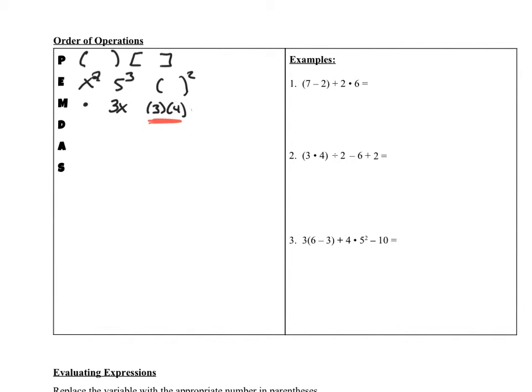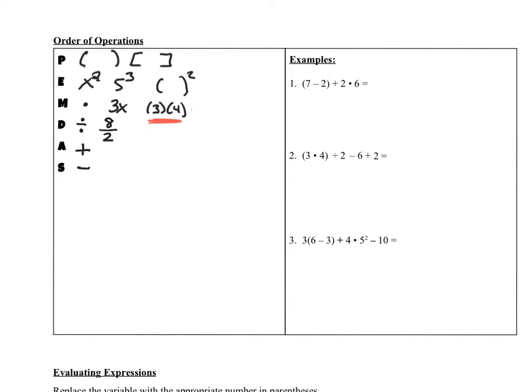Next on our list is the D, which stands for division. And obviously division is this. That's the symbol. We could also see division as this, where they write an 8 divided by 2 as a fraction, but that means 8 divided by 2. So if there's any division in the problem, that would come next. The A, of course, stands for addition. Okay, that would come next. And the S stands for subtraction. So parentheses, exponents, multiplication, division, addition, subtraction.